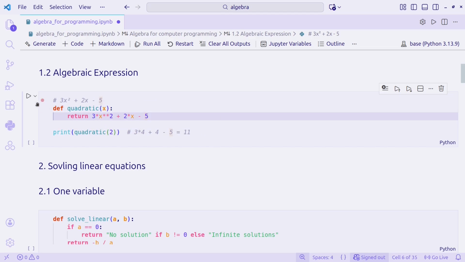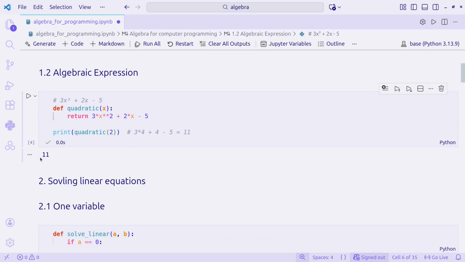So let us run the program. You will see 11 here, because when I put 2 into this quadratic equation, I will be able to get 11 according to the step shown here, okay? 12 plus 4 minus 5 equals 11.